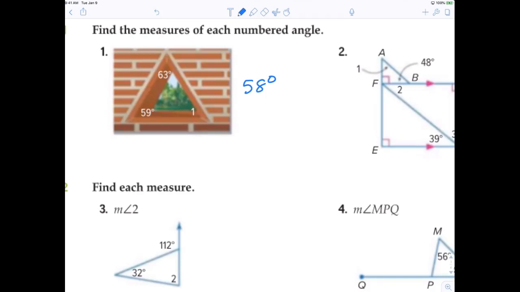Does everybody see that? I'm not saying you can't do it another way; some of you are fast enough to do 63 plus 59 subtracted from 180. That's fine. I just think it's easier to visualize the numbers and understand that if they're close to 60, the answer is really easy to find. Any questions with that?